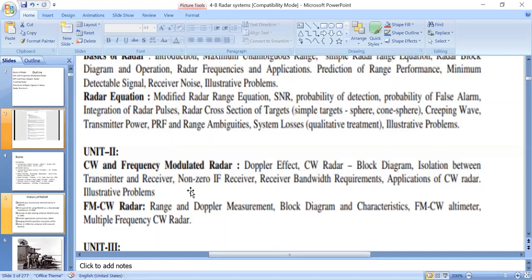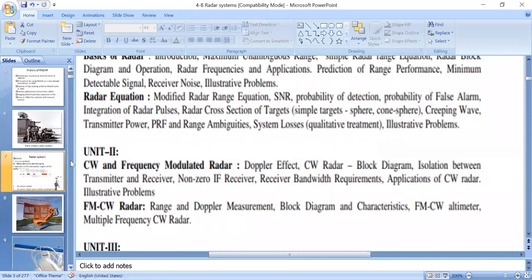In your second unit, the last topic is multiple frequency CW radar. In today's class, I will explain multiple frequency CW radar. I think my voice is audible. If there is any problem, please let me know. So this is multiple frequency CW radar, and with this, your second unit is completed by today's class.